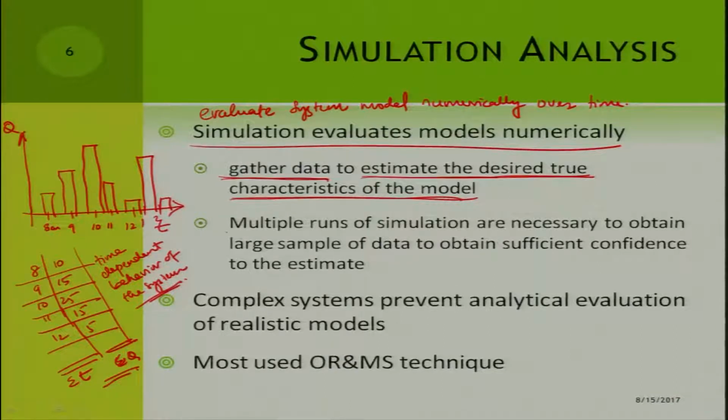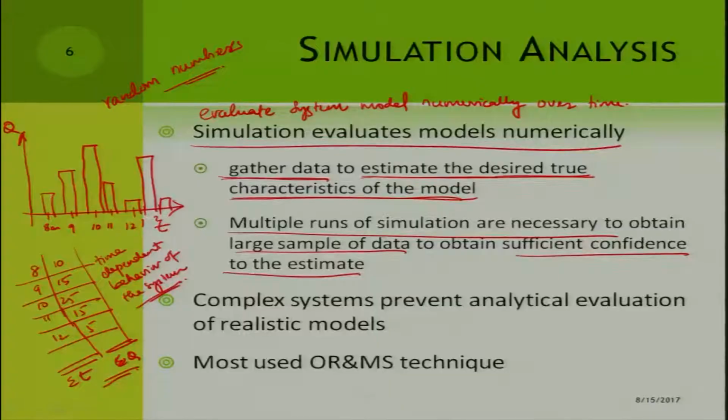Another part is that multiple runs of the simulation are necessary to obtain large samples of data for sufficient confidence in the estimate. When you do a computer study, one of the big aspects of simulation is that it uses the concept of random number streams, or random numbers. When you are dealing with random stuff, you can't say that here is one particular simulation run and here is how the system is going to behave. You create multiple runs, using multiple streams of random numbers, and see.